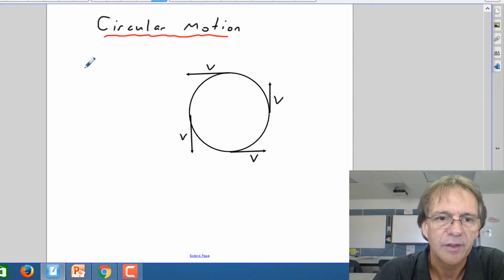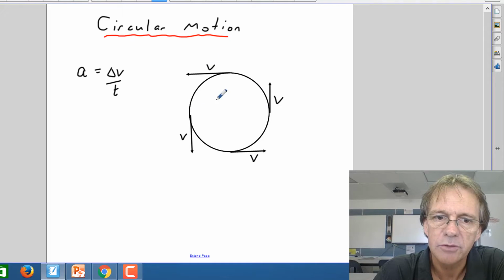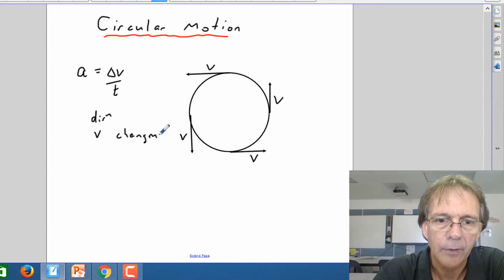And the answer is it is accelerating, because acceleration is the rate of change of velocity. Even though the magnitude of velocity is not changing, you can see that it's changing direction all the time. So the velocity is changing, and because of that, you must be getting an acceleration, because acceleration is the rate of change of velocity. As a logical thing, the direction is changing, which means the velocity is changing, and therefore it must be accelerating.